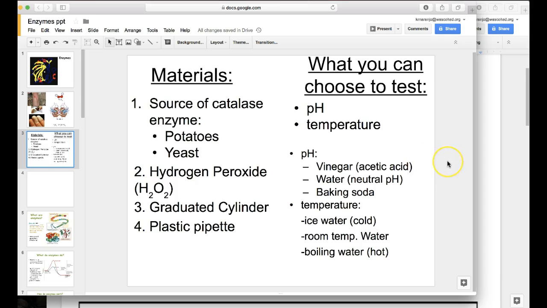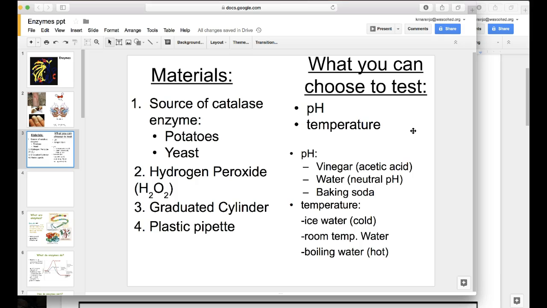Some of the things you'll be able to choose to test in this particular experiment are pH and temperature. We're going to focus on pH and temperature because those are factors that can affect how enzymes work. Enzymes usually have certain temperatures and pHs at which they're adapted to work best. If we stray away from that particular pH or temperature at which that enzyme works best, then it can actually cause the enzyme to become denatured.